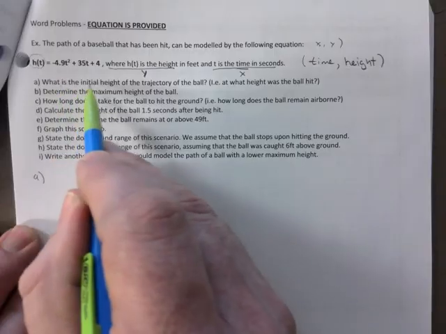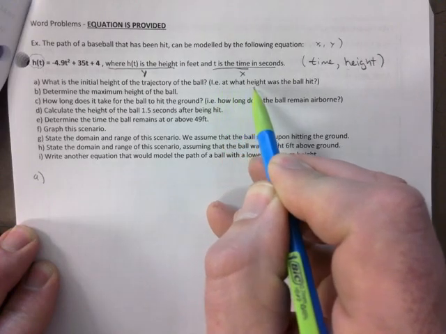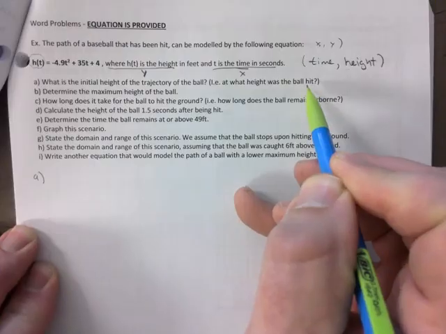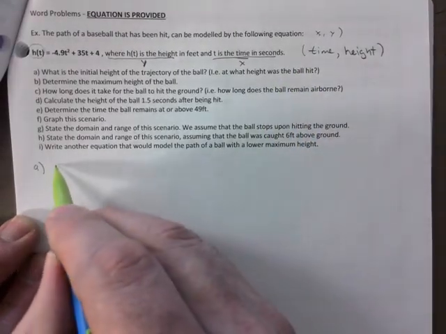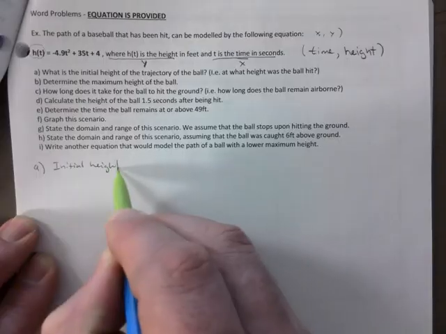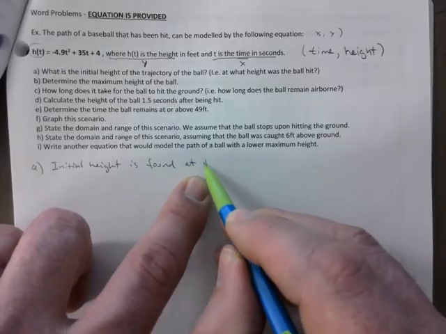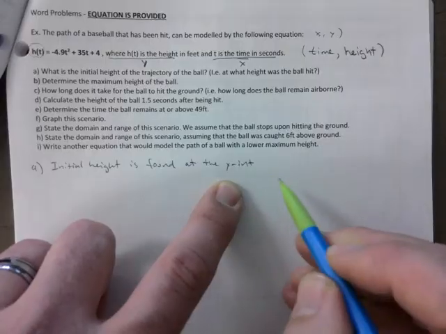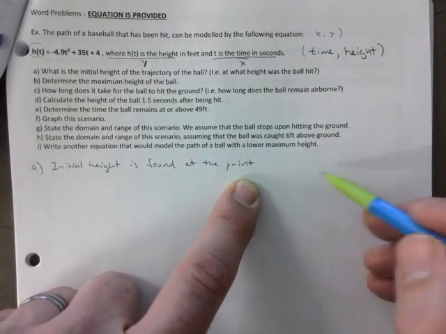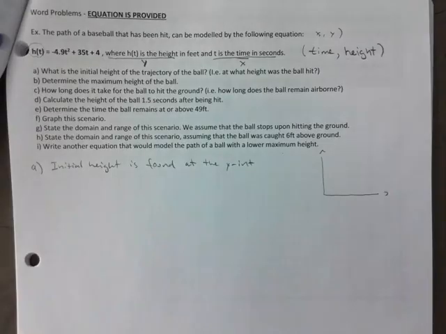All right, so A. What is the initial height of the trajectory of the ball? In other words, at what height was the ball hit? Where is this found? Initial height is found at the y-intercept. So in a sense, I'm going to make a little sketch. I actually would encourage you to do that every time you have a word problem.